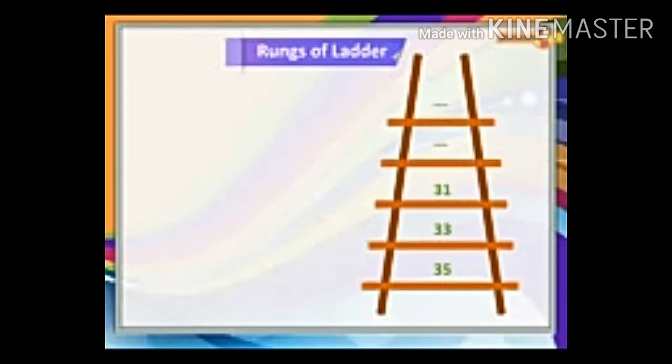Now look at the given ladder, where the length of the rungs decreases uniformly by 2 cm from the bottom to the top. Lengths of the rungs are 35 cm, 33 cm, 31 cm, and so on.